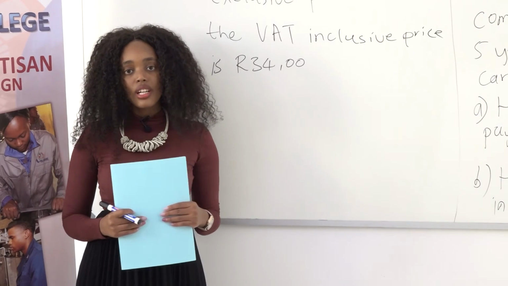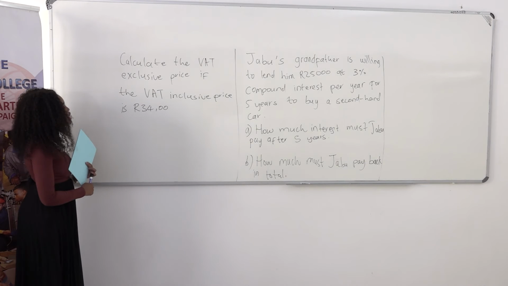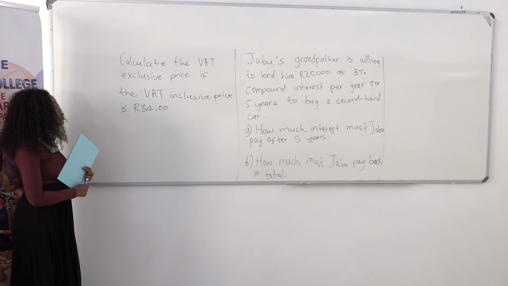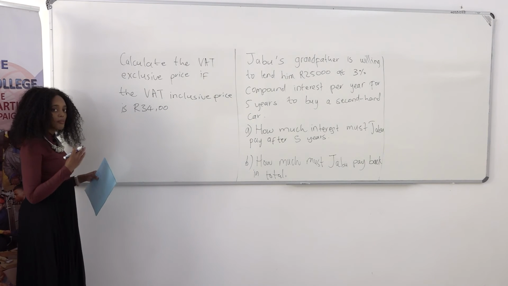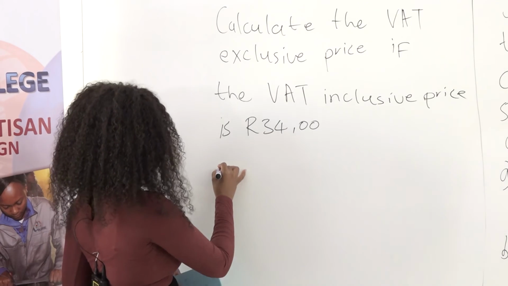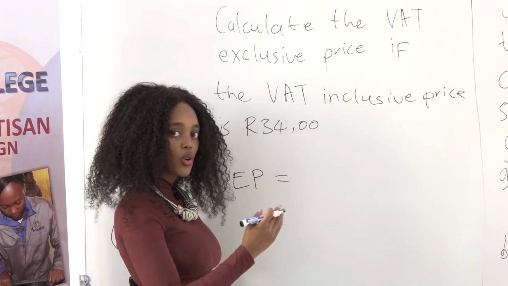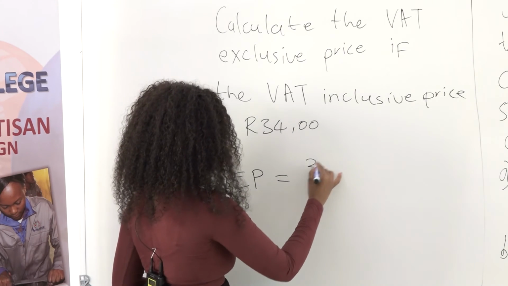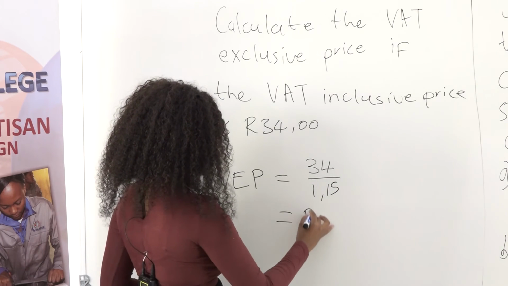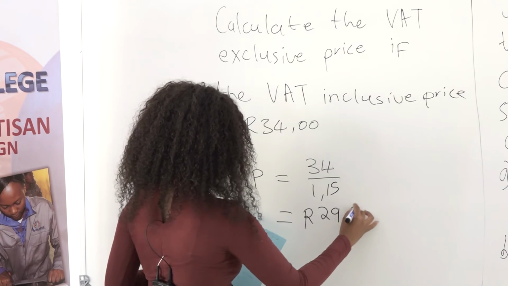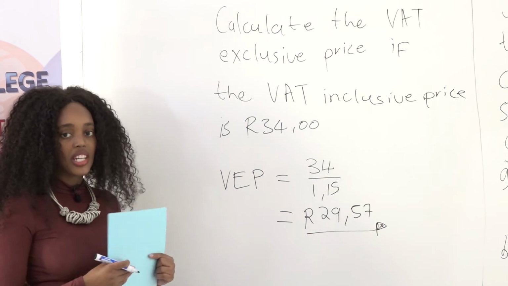Sure. So let us reflect on our lesson by going through some examples on how to calculate VAT. Now the question says, calculate the VAT exclusive price if the VAT inclusive price is 34 rands. Remember what we said, we can use a short method. So we are looking for the VAT exclusive price. So the short method, we divide by 1.15, which is going to give us 34 divided by 1.15, which will give us 29.57. So that is how we calculate the VAT exclusive price.